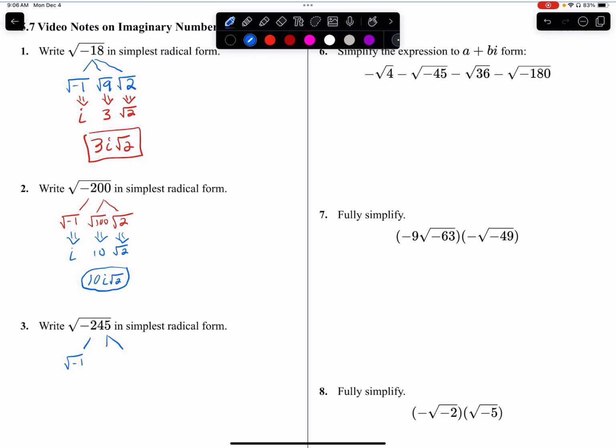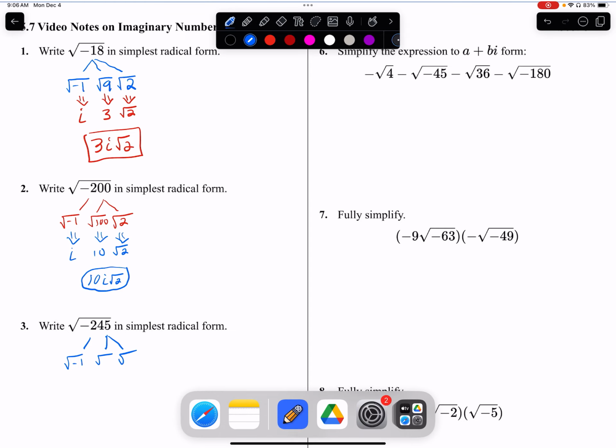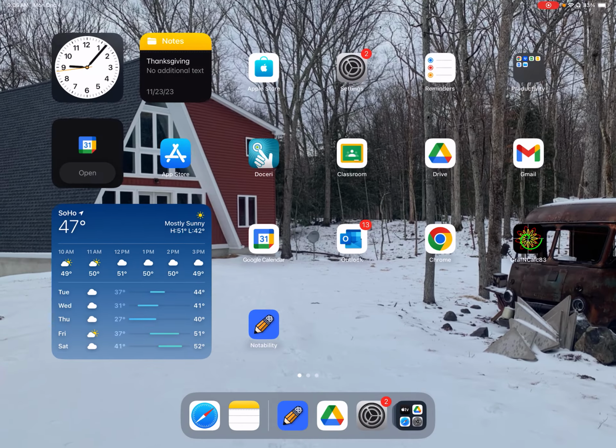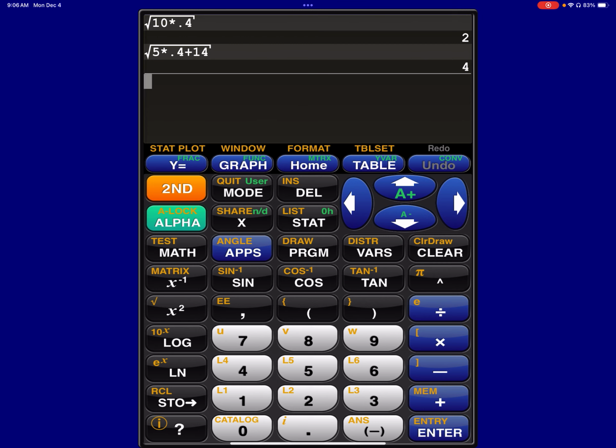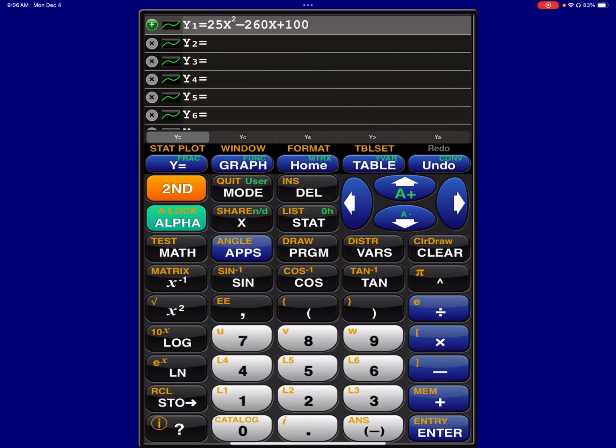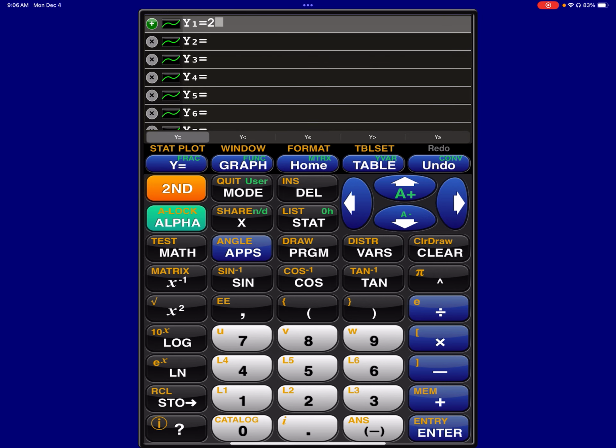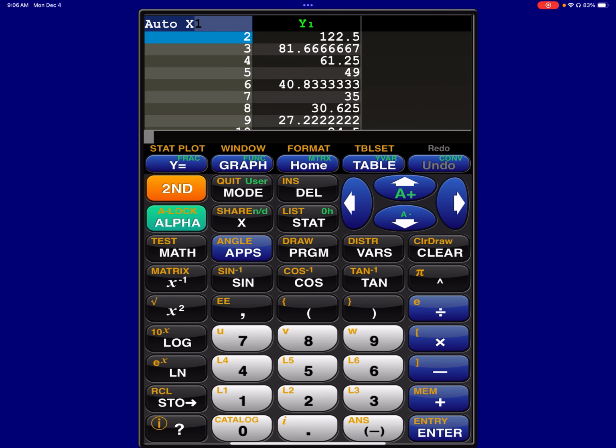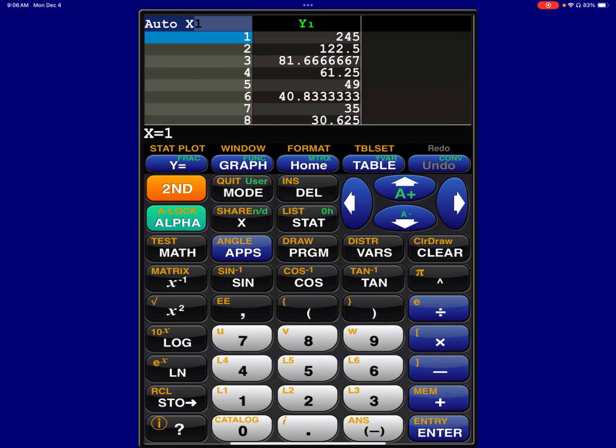And let's see if we can break 245 down into two perfect squares. All right, so now using our calculator here, we can determine this. If I type in 245 and then divide it by x, now I can use this table to look for numbers. Are there any perfect square numbers in here that you can see?